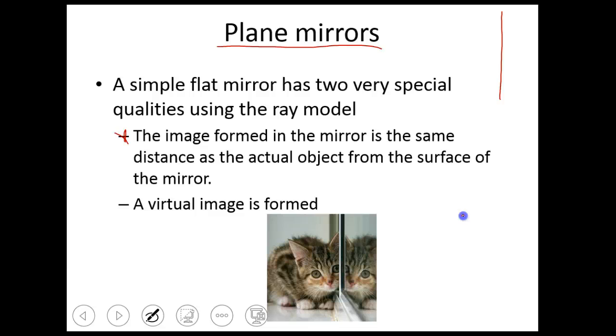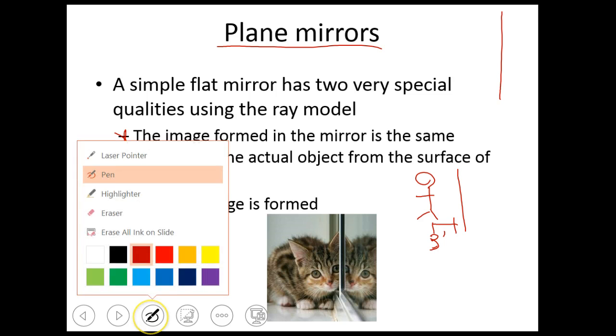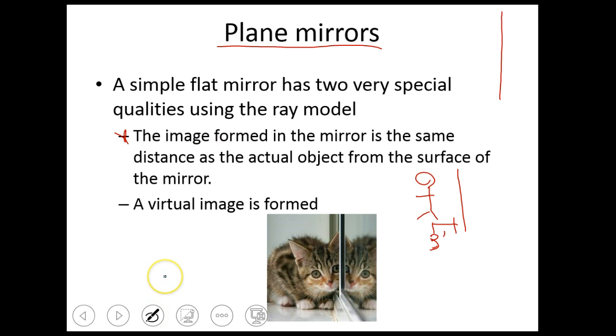So if I am looking in a tall mirror and I am 3 feet away, then my image, the exact opposite of me, also appears to be 3 feet away. And if I move closer, if I move 2 feet away, then my image appears to move closer. And that's a really important part of plane mirrors.